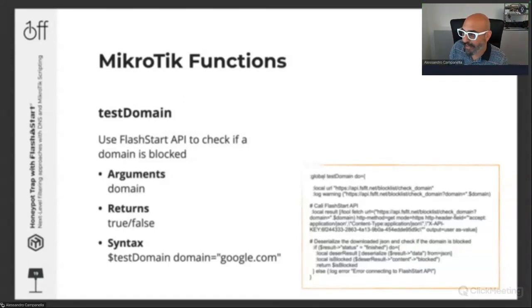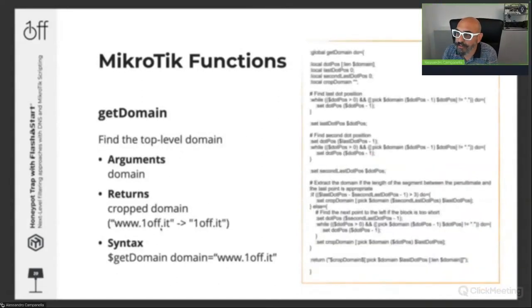So this script mainly ask API, FlashStart API, if a domain that I pass as an argument is blocked or not. And it replies with true or false. It's very easy. Okay, so syntax, test domain equal to google.com. Is blocked or not? True or false? And that's all.